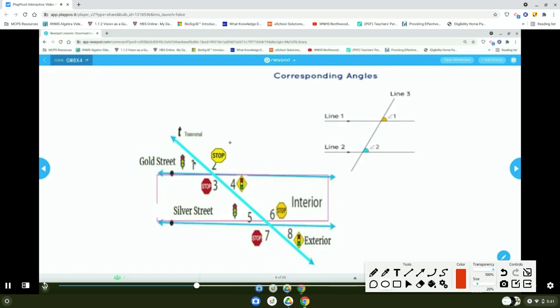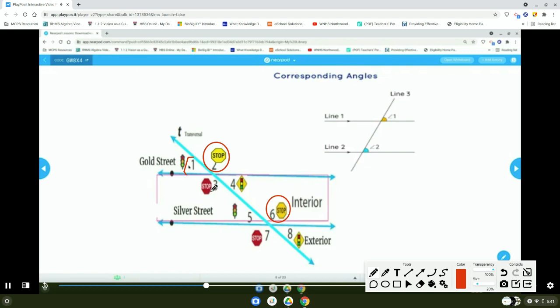So the first parallel line was Gold Street, right? When we cross to the right side of Gold Street, we see a yellow stop sign. Now I want you to jump to Silver Street, which is parallel to Gold Street. When you cross to the right side, you also see a yellow stop sign. So angle 2 is corresponding to angle 6. As you see on the screen, angle 1 is corresponding to angle 5.